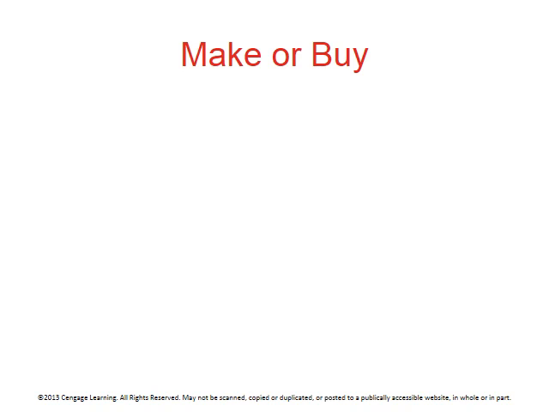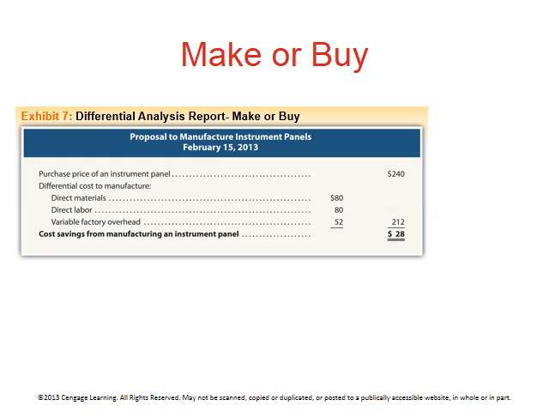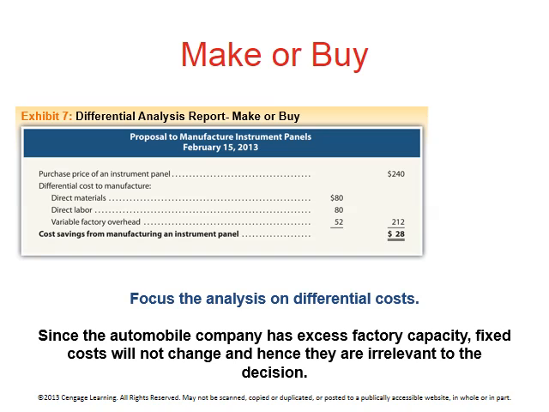So if we do our differential analysis, we take the purchase price of the instrument panel. What we're paying for it is $240 right now. If we look at the cost to manufacture, direct materials, direct labor, and we're only looking at the variable overhead because the fixed overhead happens no matter what. Whether we make or buy this instrument panel, the fixed overhead's already going to be incurred, so it's irrelevant to this decision. We're only looking at incremental costs to manufacture it.